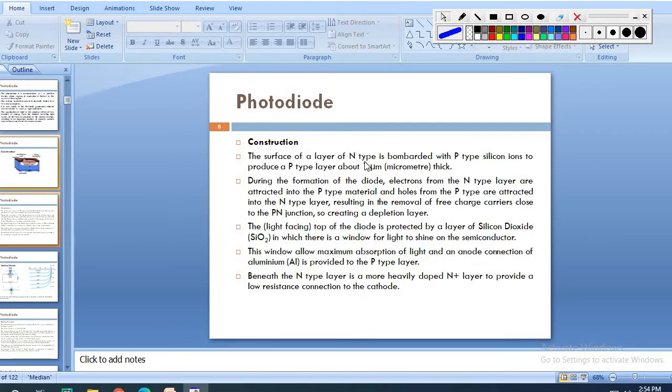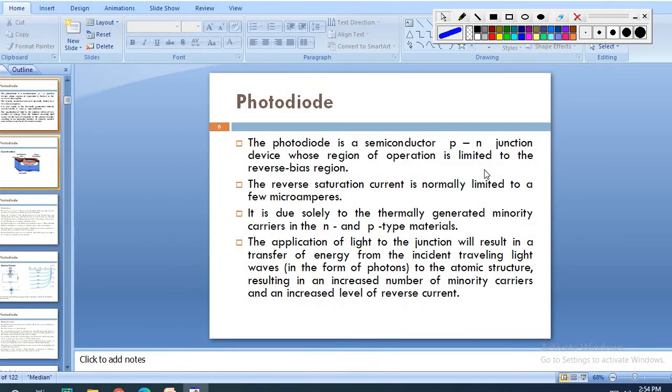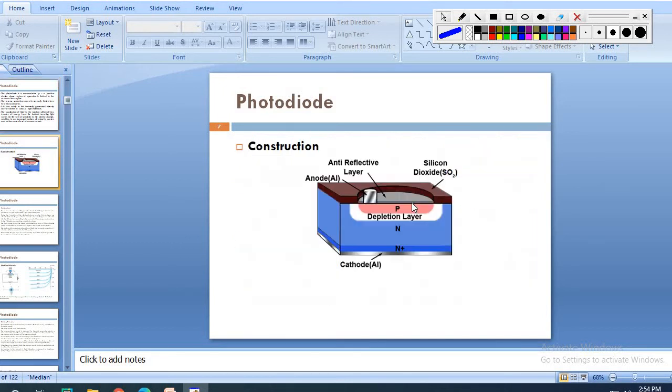Next, we move towards the explanation of the photodiode. The photodiode is a semiconductor p-n junction diode whose region of operation is limited to the reverse bias region. I already know that when this photodiode works, it is in a reverse bias condition. Reverse bias means a reverse applied voltage, a negative voltage applied to that p-n junction diode. So obviously, when we apply a reverse bias voltage, the current is in a negative direction. This is the photodiode concept.